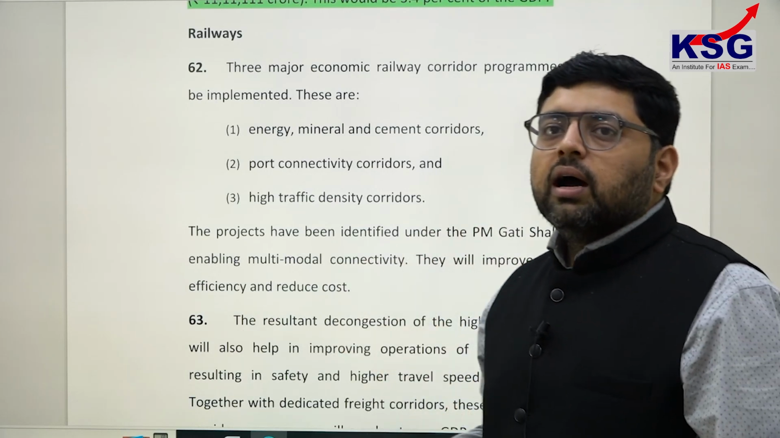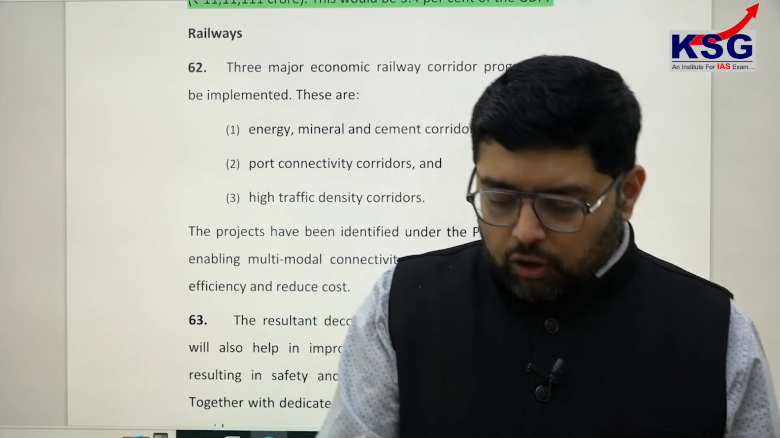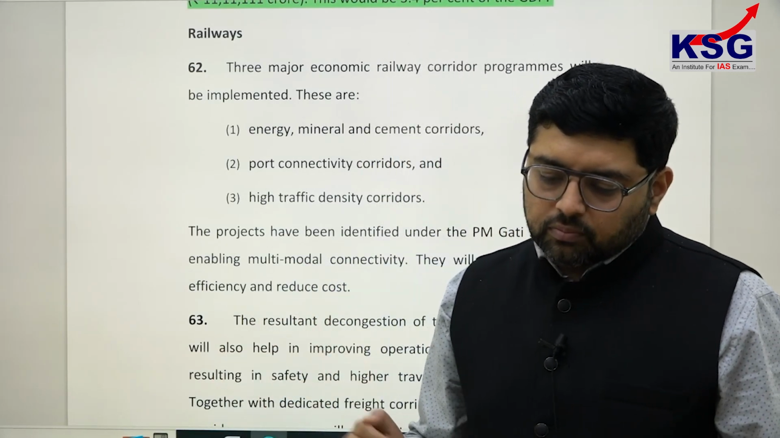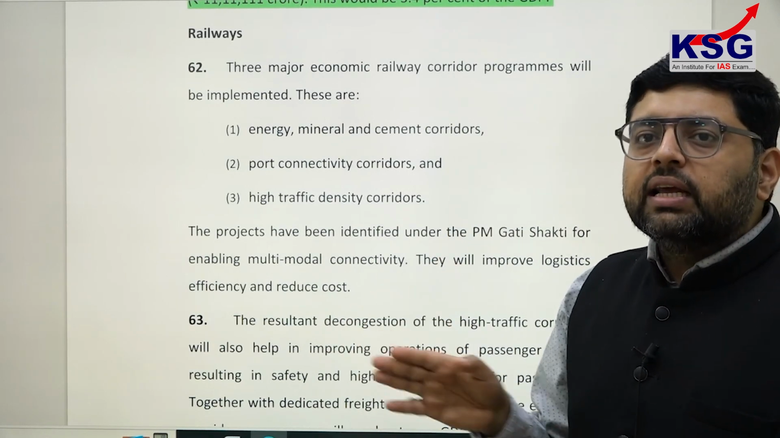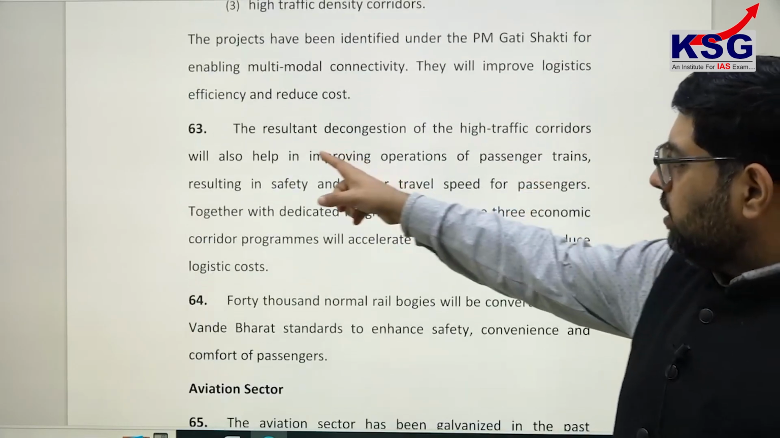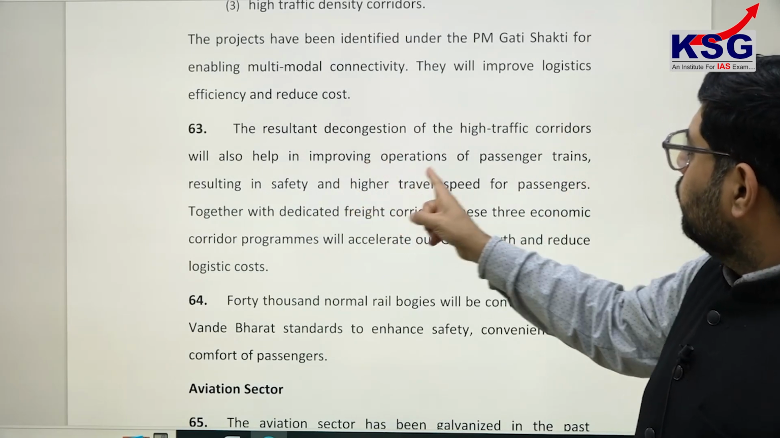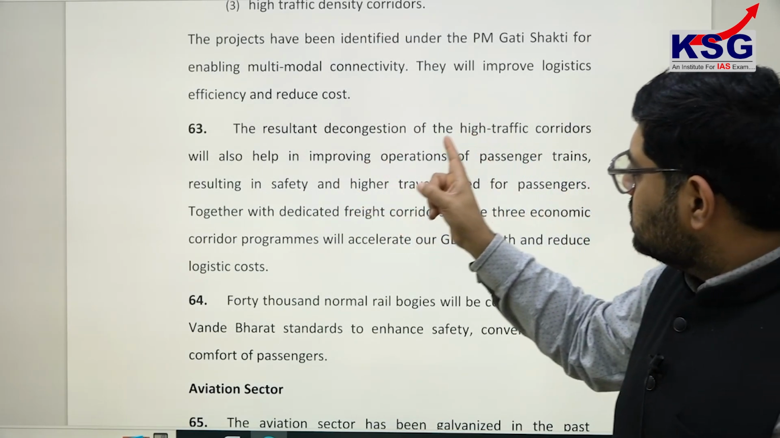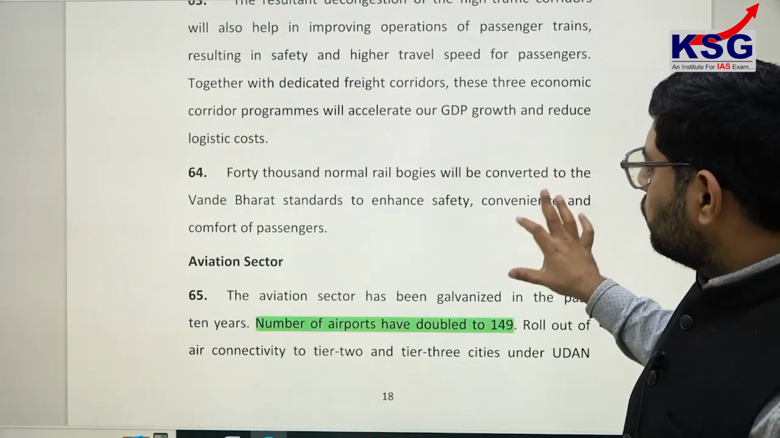Like Atal Setu, recently developed in Mumbai. Our objective is to reduce congestion. Clear? This is what they have written: the resultant decongestion of high traffic corridors will help in improving operations of passenger trains, resulting in safety and higher travel speed for passengers. So this is what we have to remember.